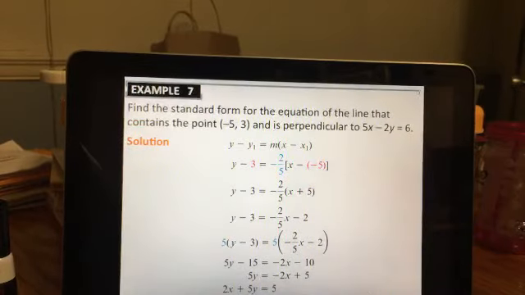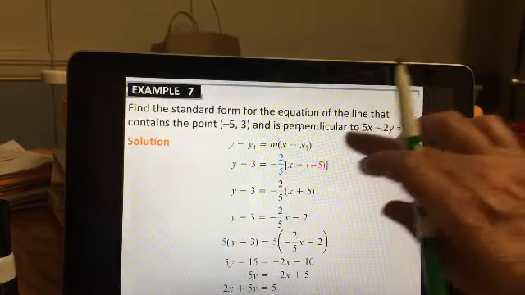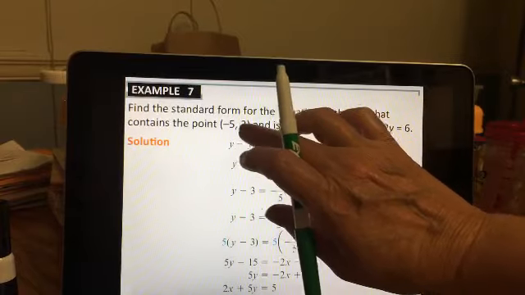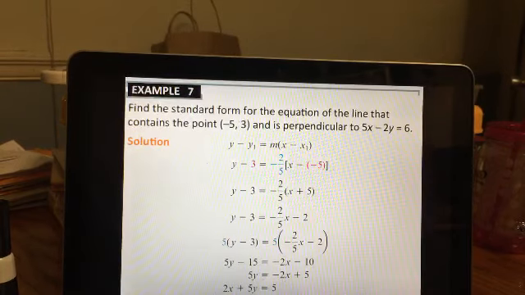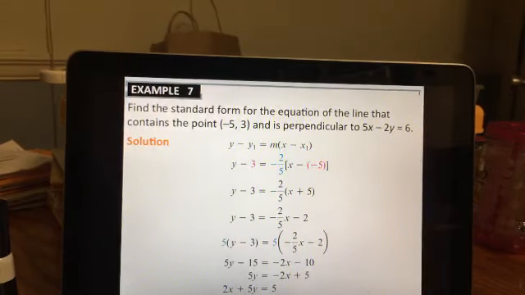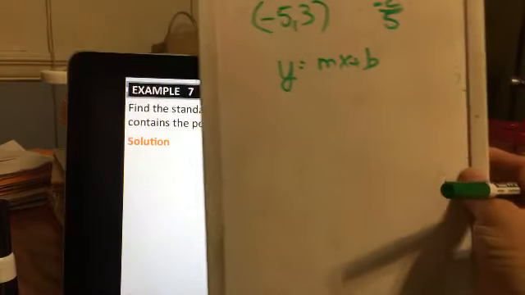Okay, now there is another way that you could do this. Remember, I showed you that when you have a slope and a point, you can use the slope-intercept form of the line. So while they did it that way, which is correct, I'm going to do it for you using y is mx plus b and the slope, which was negative 2/5. Okay, so we're going to look at both of these side by side.